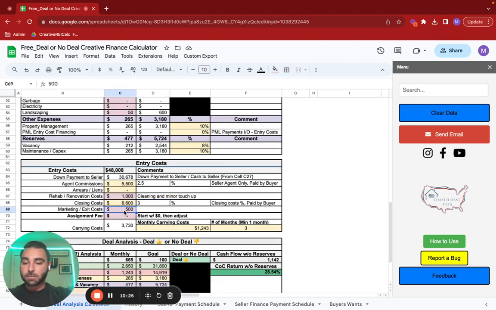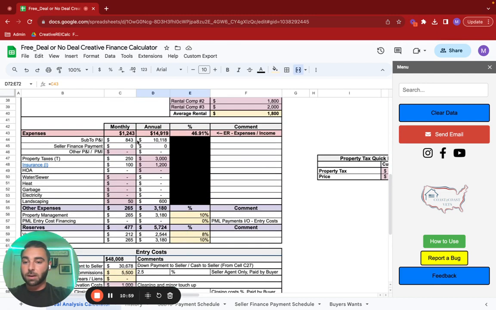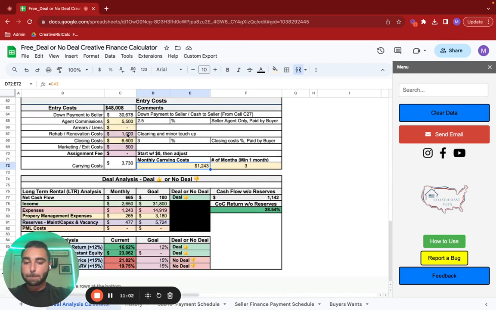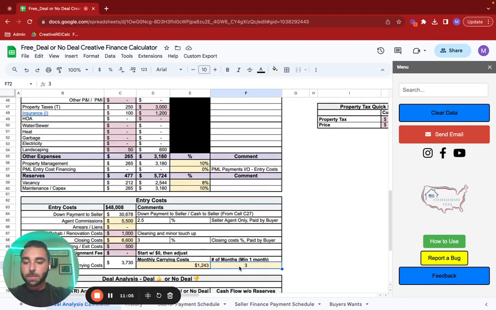Any marketing or exit costs, if you're going to post it anywhere or need to pay for any of these services. An assignment fee if you're looking to wholesale this deal. This gives you a good idea of what your assignment fee could be, but let's see what the deal looks like before you do that. And then any carrying costs, which is your monthly carrying costs, so your monthly expenses you have to worry about, times the number of months you want to have these carrying costs account for. I like a standard 3 months for any property that we're acquiring. So this carrying cost is this monthly carrying expenses right here, which is this value, times the number of months you want to have saved.